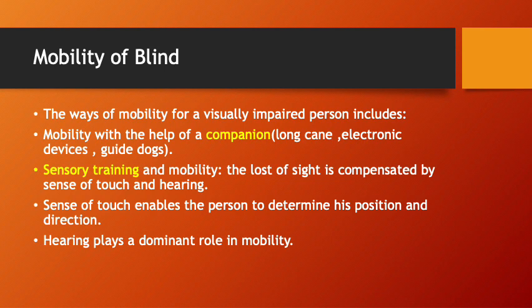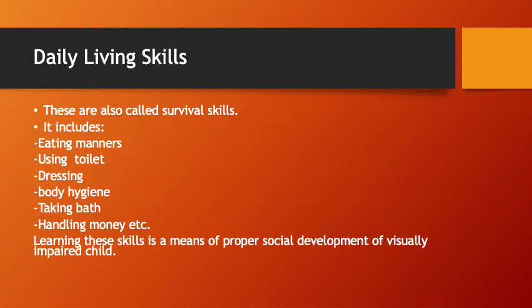Mobility of blind people can be improved by providing them with a companion, which could be a long cane, an electronic device, or a guide dog, and imparting sensory training so that the loss of sight can be compensated by the sense of touch and hearing. And also teaching them daily living skills, also called survival skills, which include eating manners, using the toilet, dressing, body hygiene, taking a bath, and handling money.